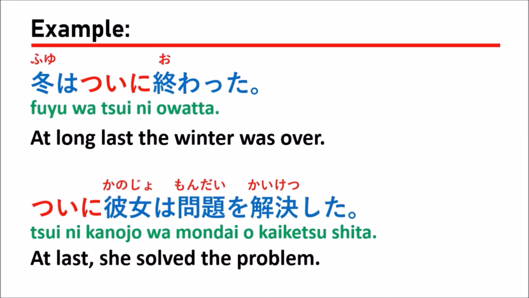So I hope you understand how to use the grammar of ついに. ついに and つい are really different, so don't be confused. ついに means at last or finally, at the end of the story, right? But when you use つい only, it follows with a verb, and it has the meaning of unintention or just by mistake.